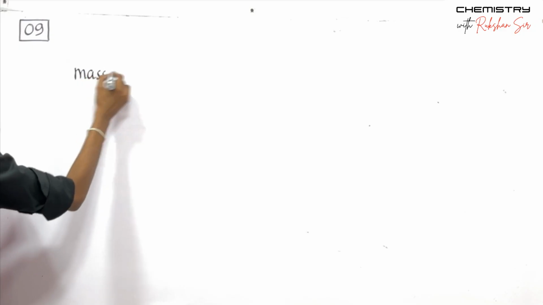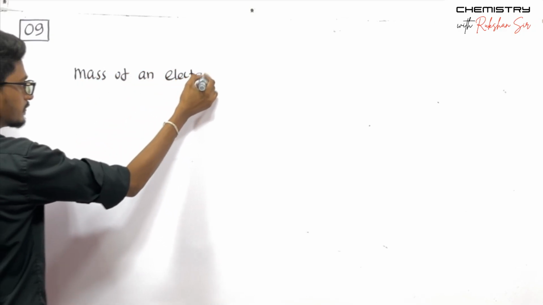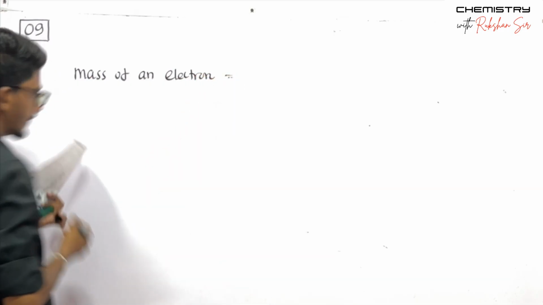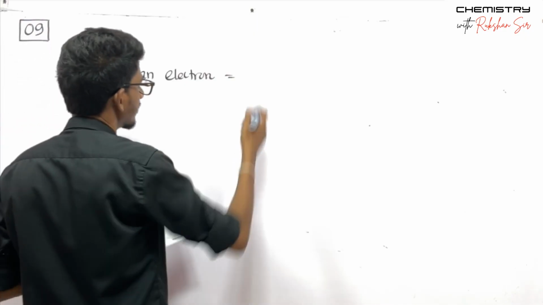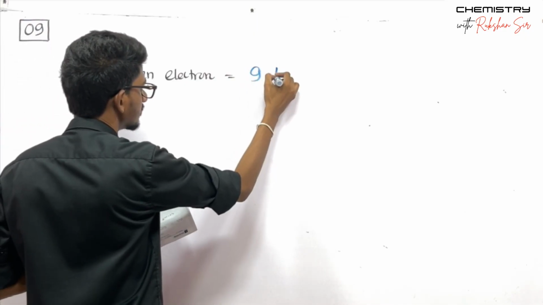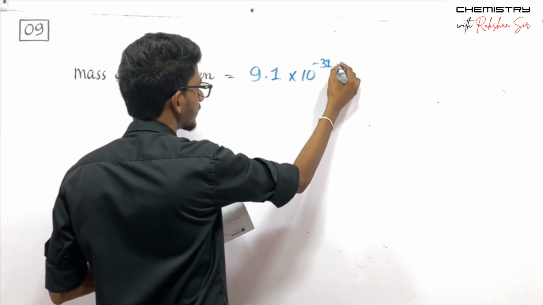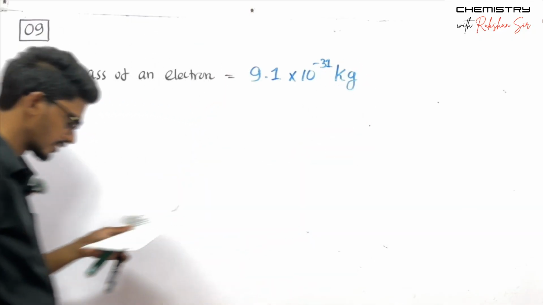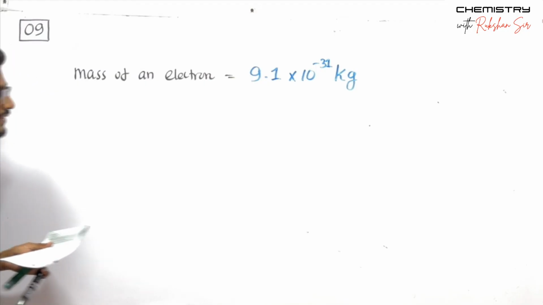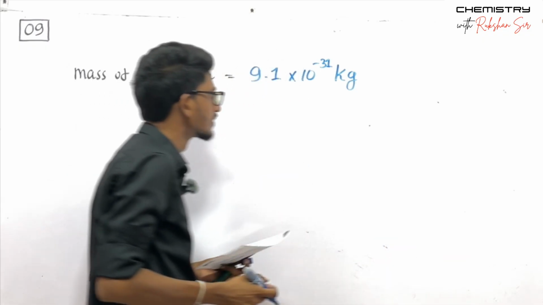So the mass of an electron, what is the value? That is 9.1 into 10 to the power minus 31 kilograms. This is what we have learned. Do we have such an answer? No, they have provided the answers in grams.